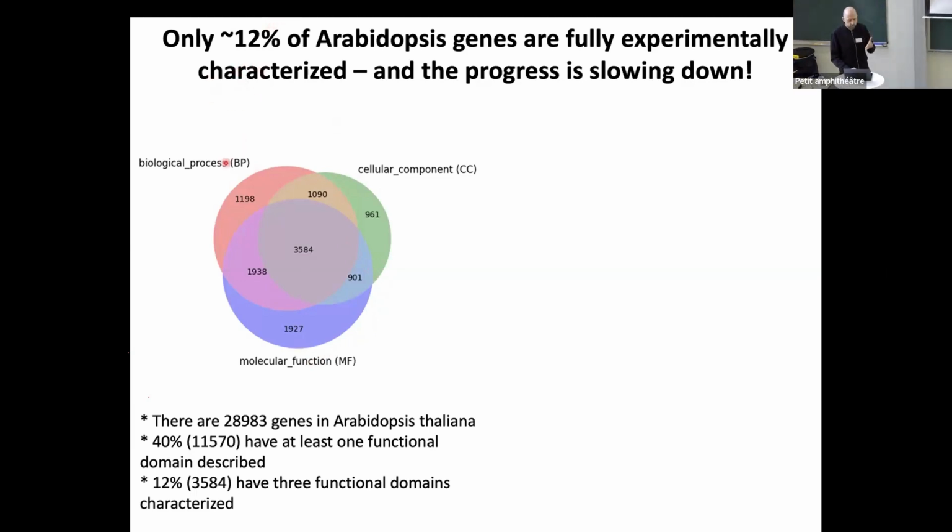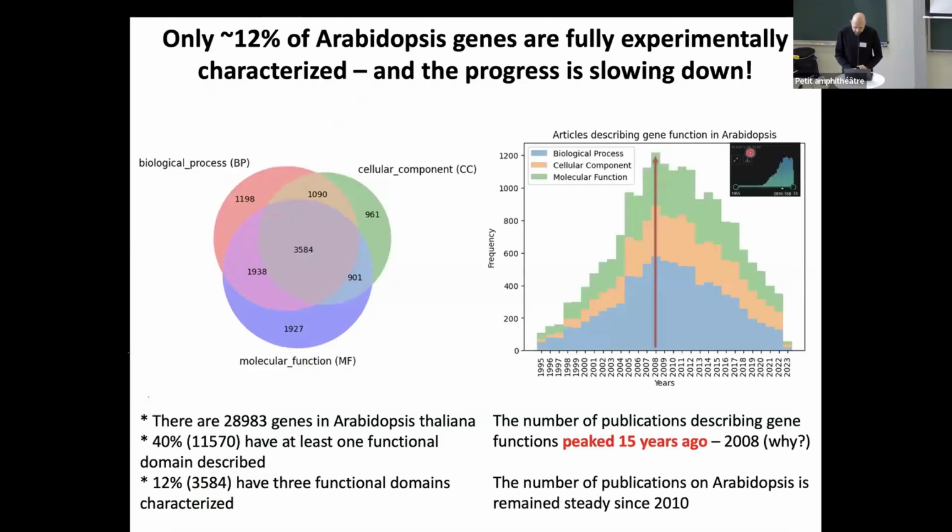And by this, I mean, we know the biological process they're involved in, the cellular components that they're found in, the molecular function. So only 12% of genes have been experimentally verified. What's scary is that the number of articles reporting gene function peaked in 2008, and the number of new genes with characterized functions has been dropping ever since.